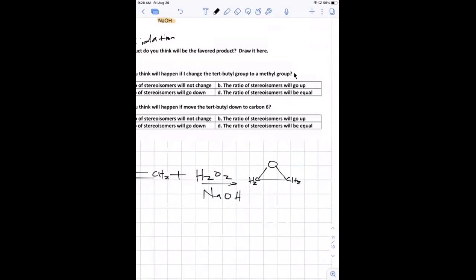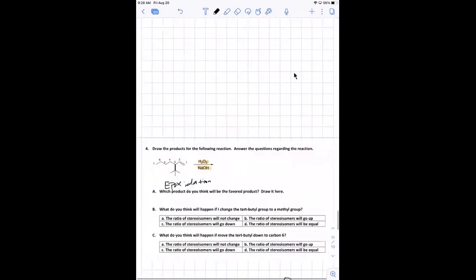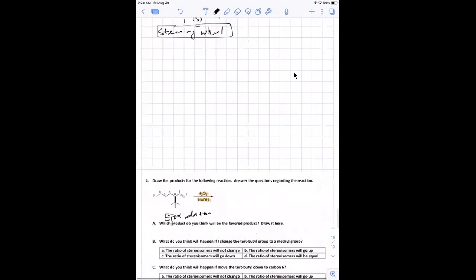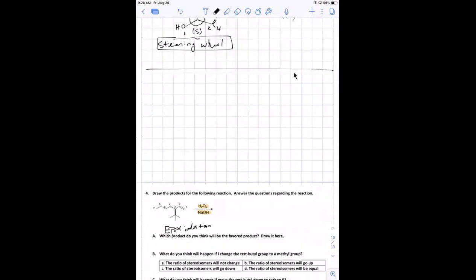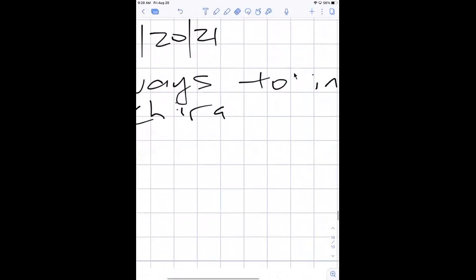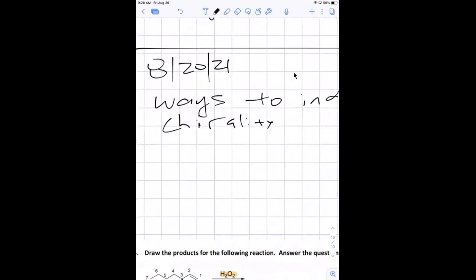All right, so one of the ways to, let me put that up here. It's the 20th. Man, this month is gone. We're going to talk about this now, ways to induce chirality. There really are two ways to do this.